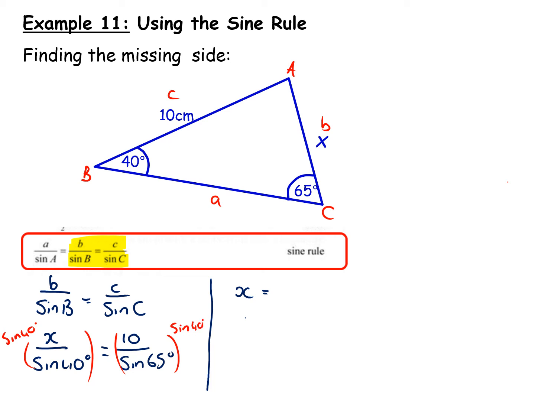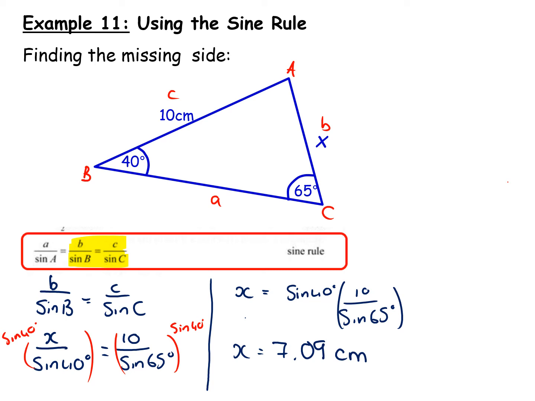Before I work anything out, I want a lovely accurate answer if I can. So I have sine of 40 degrees times 10 over sine of 65 degrees. Now that can go straight into your calculator and we'll be able to get our answer in centimeters. And when that goes into the calculator, we get 7.0923, but we'll leave it to 2 decimal places, centimeters. So make sure you have your centimeters.